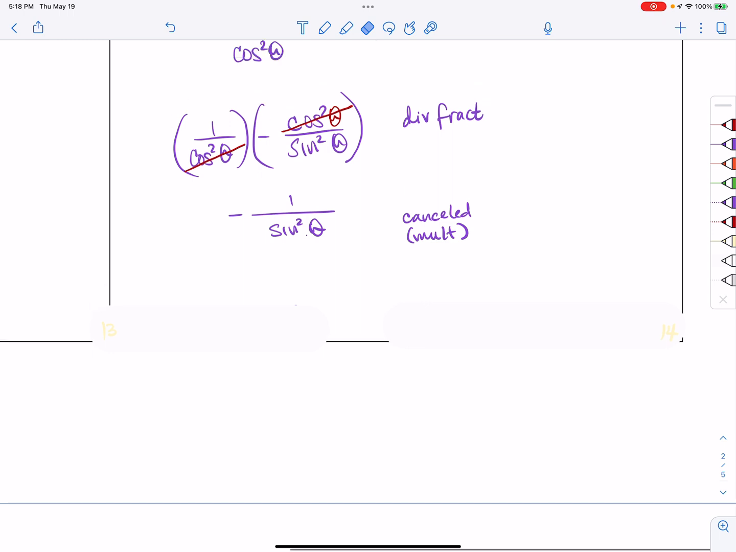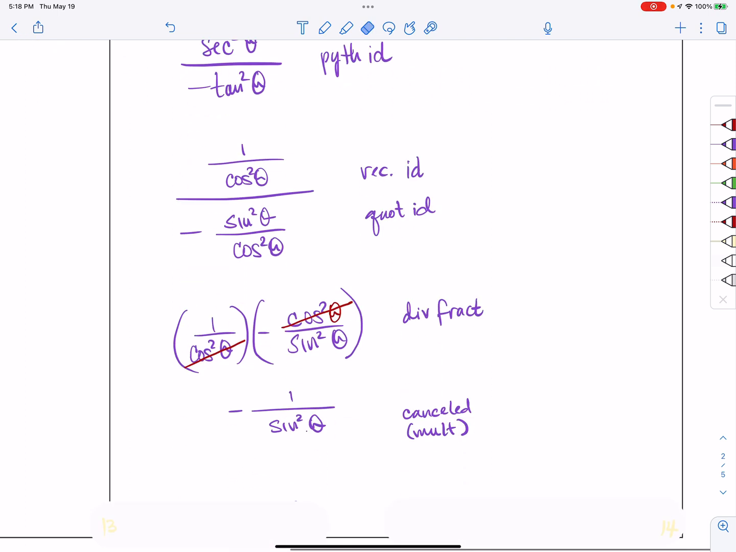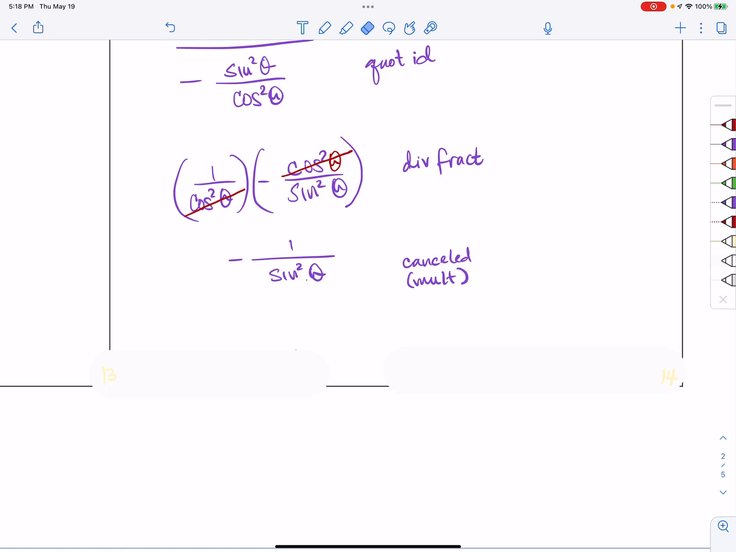Again, when we go back to the instructions, it says to simplify so that there are no quotients in our final answer here. And so the last thing I need to do, 1 over sine squared, is the same thing as cosecant squared. Don't forget your negative, tag along, and we know this because of the reciprocal identity.